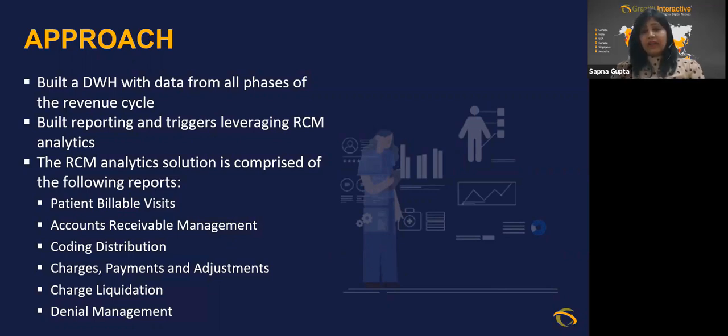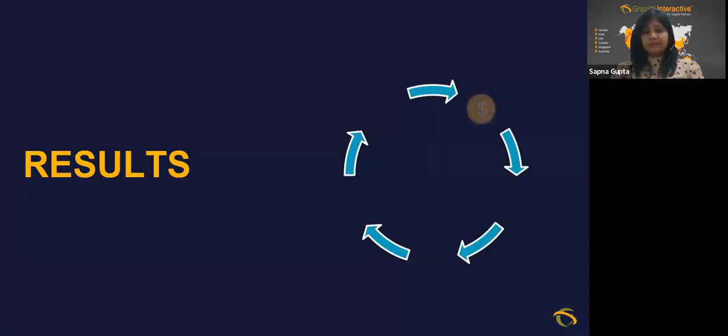RCM Analytics helps optimize financial processes the healthcare facilities use. It helps healthcare authorities understand the overall revenue cycle and highlights the performance of claims or processes. The RCM Analytics solution helped their customers with reports about patient billable visits, AR management, coding distribution, charges, payments and adjustments, charge liquidation, and denial management. I'll walk you through the dashboards in future slides.